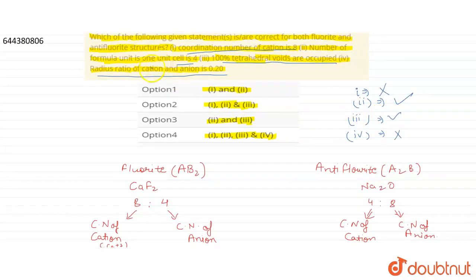That is, in both the cases, fluorite and antifluorite structure, the radius ratio of cation and anion is 0.20. This is completely wrong. So our correct statements are second and third. So option third will be the correct option.